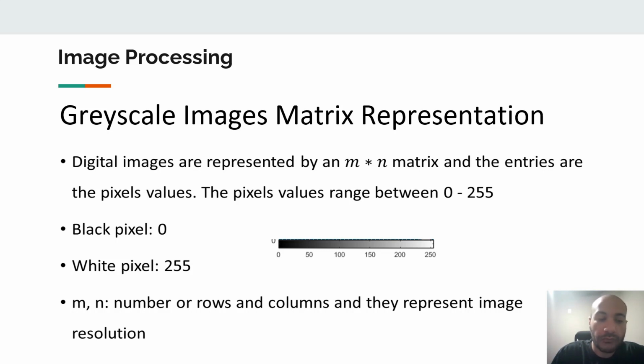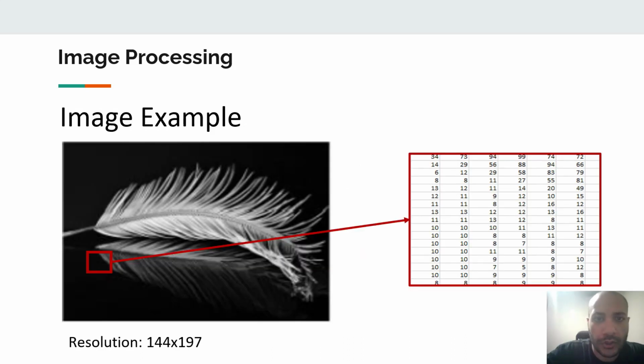The matrix needs to be represented by M and N, the number of rows and the number of columns of this image. When you increase the number of columns and rows, you increase the image resolution. For example, I have an image here, represented digitally in matrix form. The resolution of this image is 144 times 197.